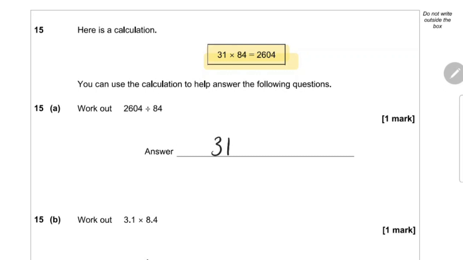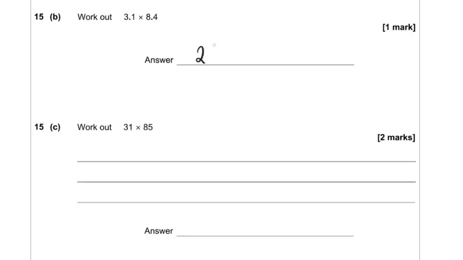So part B, work out 3.1 times 8.4. So in that situation, we've divided this side, the left side, by 10 times 10, because we've divided this value by 10 and this value by 10. So that's actually a division by 100. So this side has been divided by 100, which means we're going to have to divide this side by 100 as well. So the answer to that is going to be 26.04.